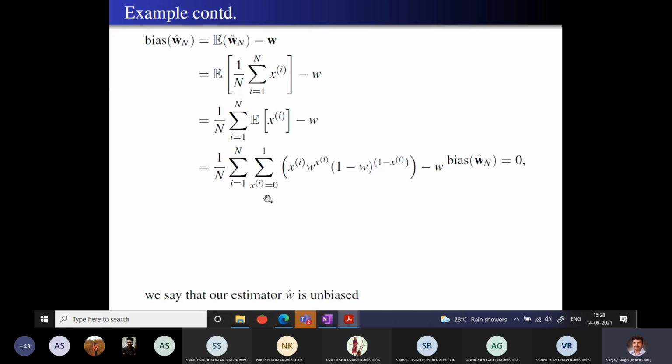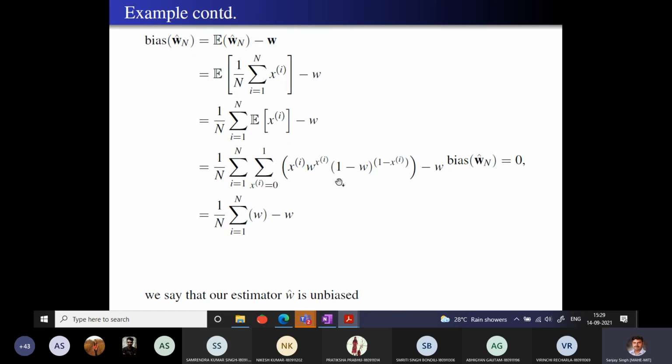When you take xi one time as a 0, this entire part becomes 0, plus xi 1. So this particular part will become 1. So basically finally it comes out to be W. This entire part comes out as W minus W. This comes out to be a bias of 0. So we say that our estimator W is unbiased in this particular case.